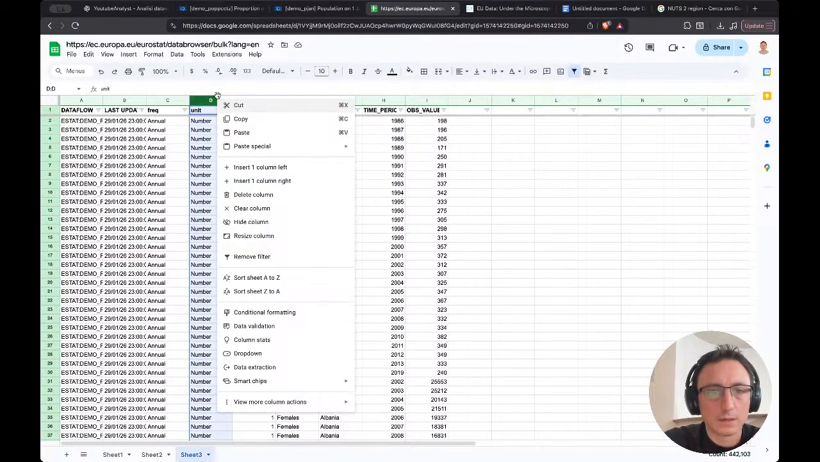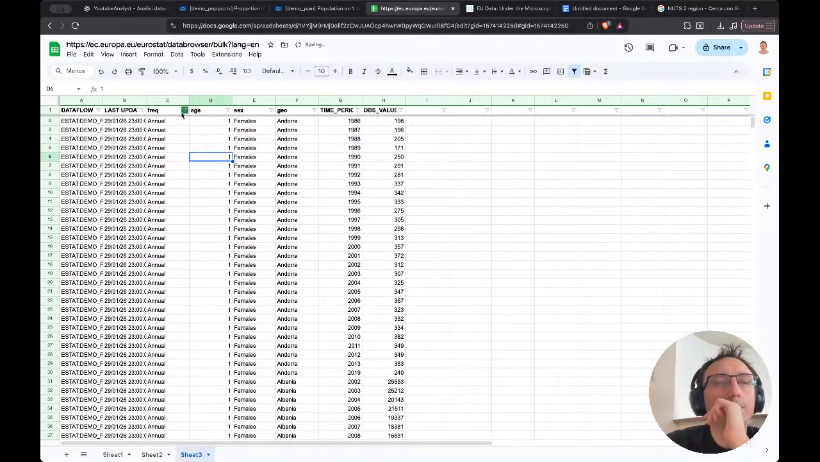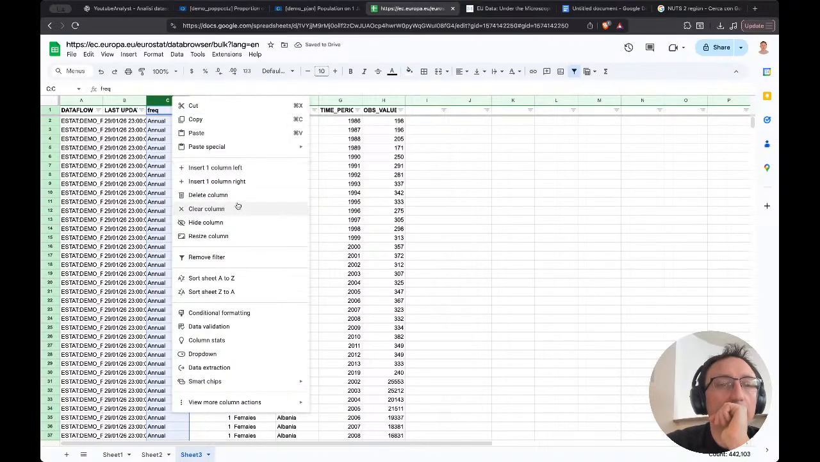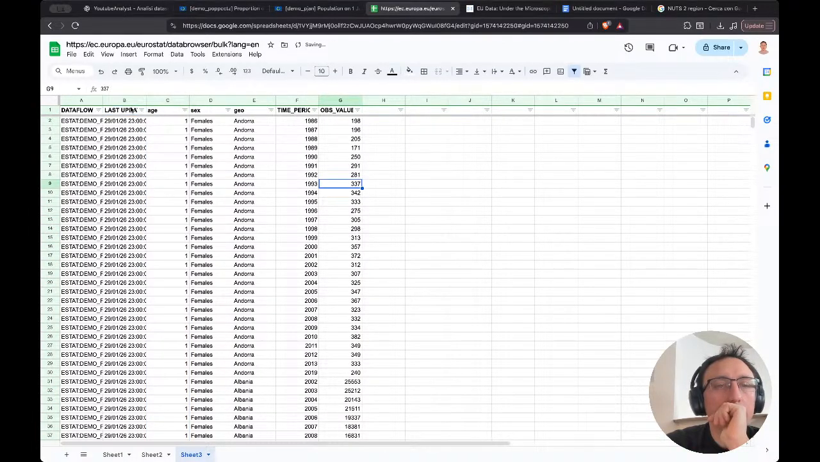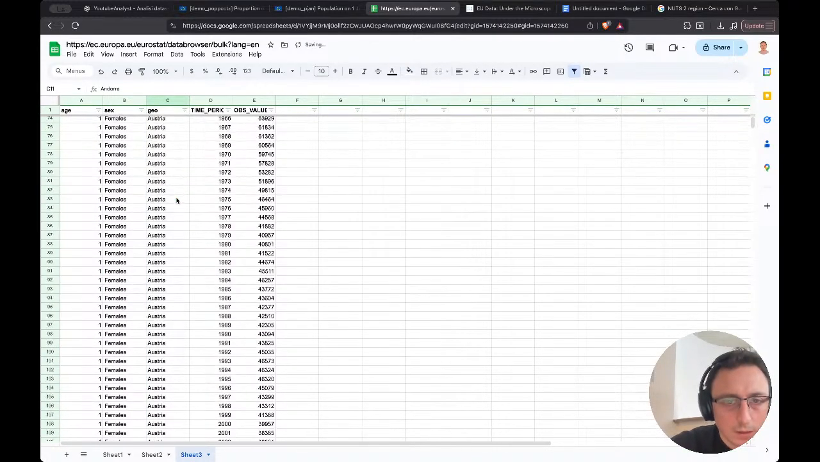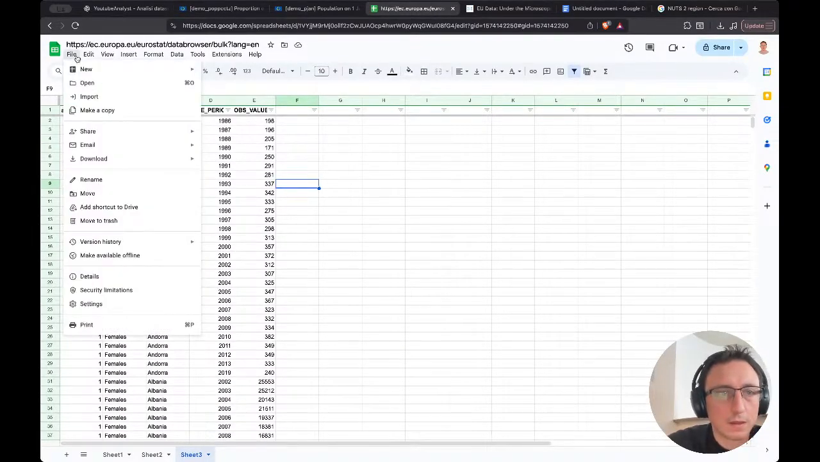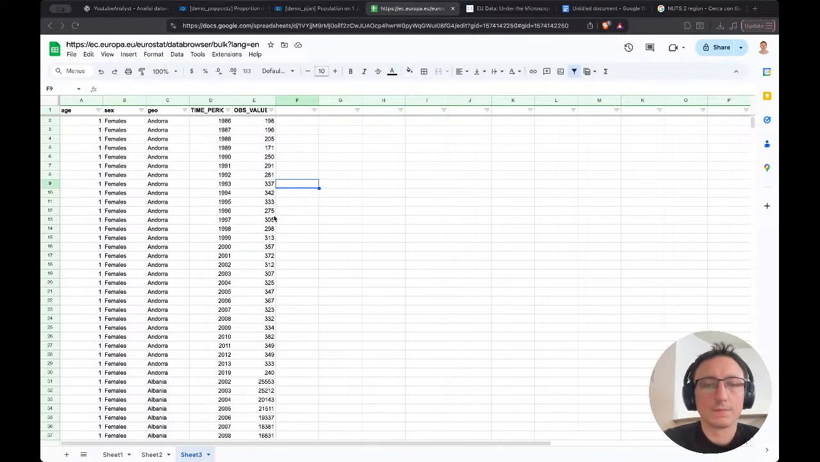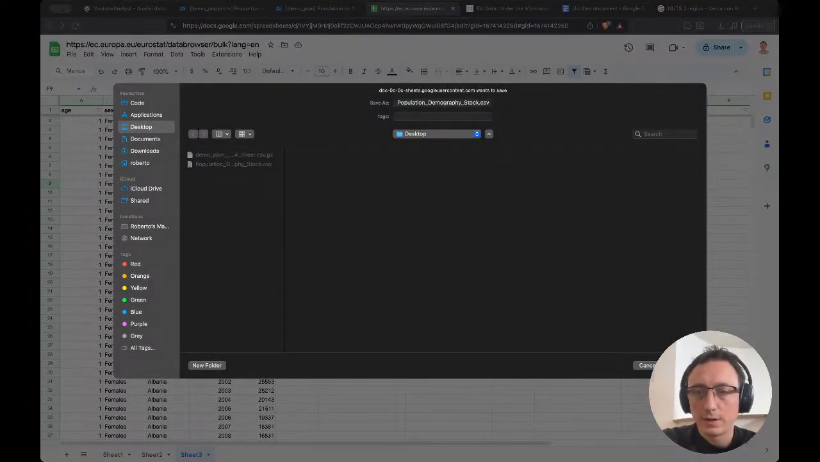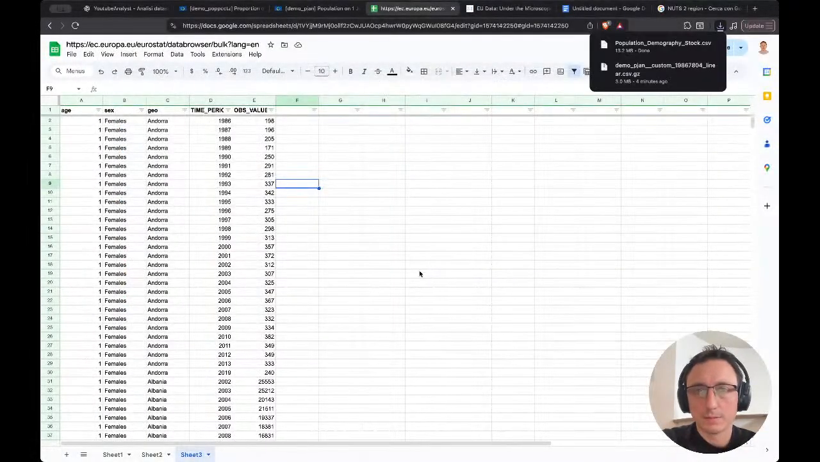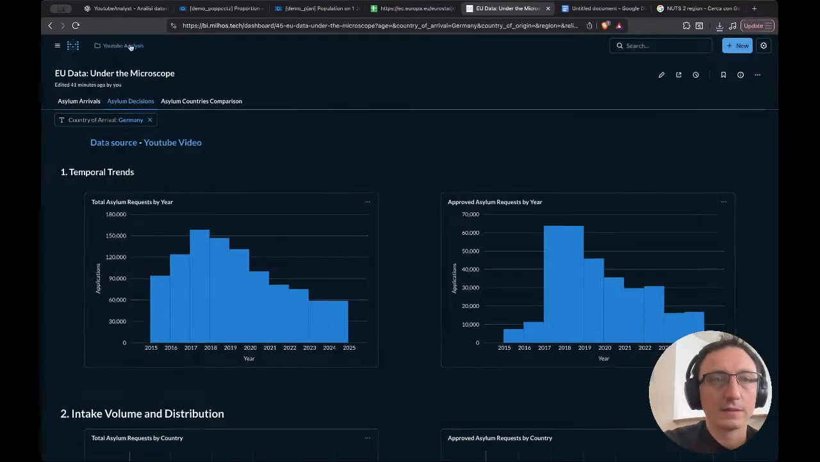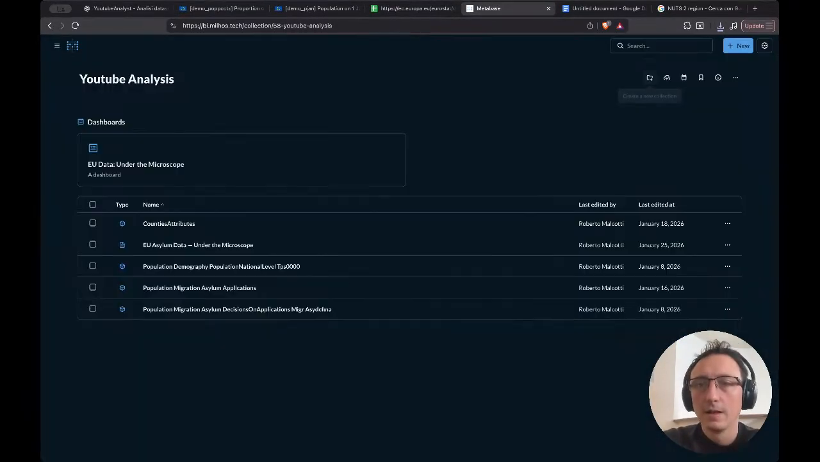Unit we don't need, but as you can see, it occupies a lot of values. Annual we don't need. Last update we don't need. Data flow we don't need. All right. I think we got it. File, download, CSV, and we overwrite the current one. Perfect. Okay, now we can start to play with it.